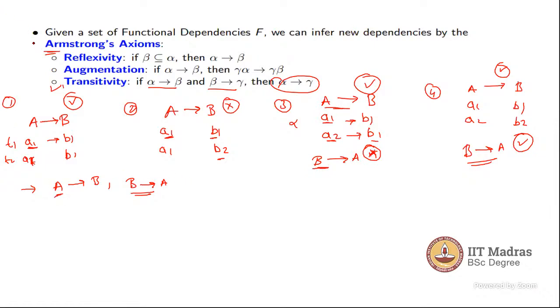Now let us see about Armstrong axioms. The first rule is reflexivity. If beta is a subset of alpha, then alpha determines beta. Now what is augmentation? If alpha determines beta, then gamma alpha determines gamma beta. According to transitivity, if alpha determines beta and beta determines gamma, then automatically alpha will determine gamma. Based on these three rules, we have derived some more rules, that is, additional rules.